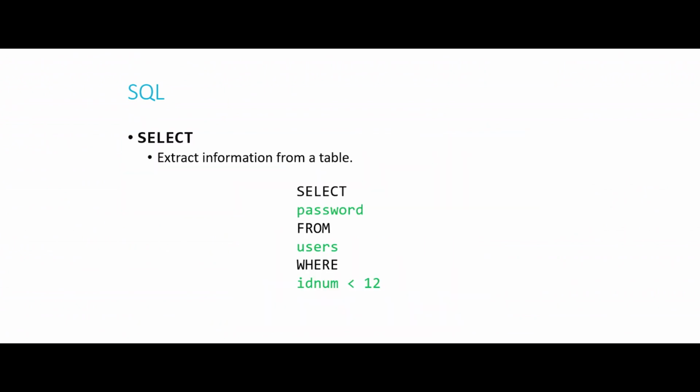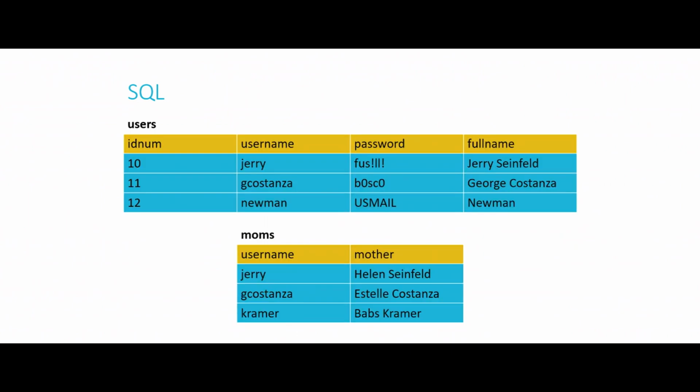Select password from users where ID num is less than 12. So now I'm adding a predicate, or a condition, to my select query. What's going to happen here? Well, I'm going to get this information. This is just the password column from the users table where the ID number in that row is less than 12. So only rows 10 and 11's password get given back to me. 12's does not, because 12 is not less than 12.